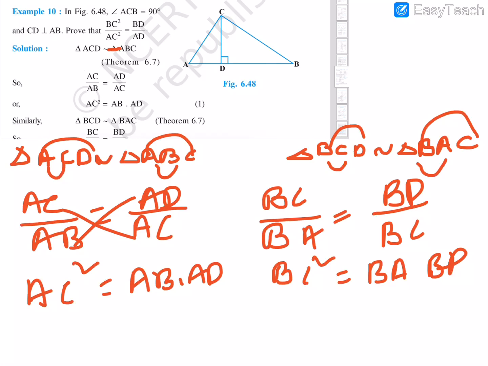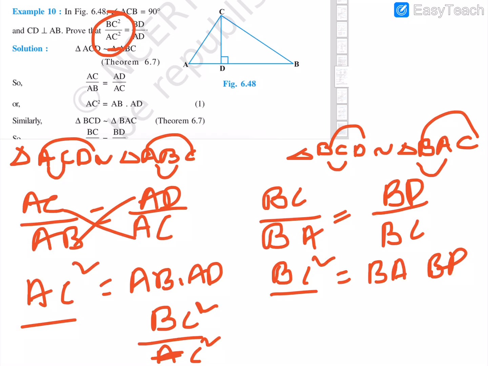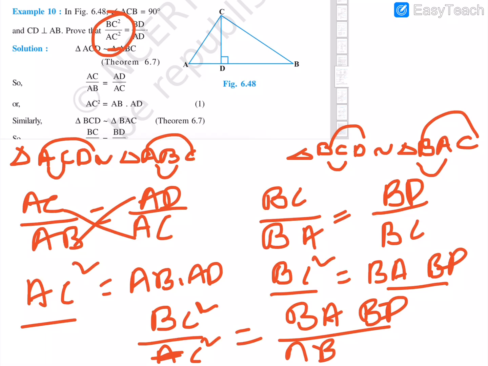Now all we need is to divide both the things. AC square by BC square. Sorry, in the answer we need the reverse order. So let's do that. BC square by AC square is equal to BA into BD by AB into AD. These two are same, BA and AB. So BD by AD will be left out. So that's what we are supposed to prove.